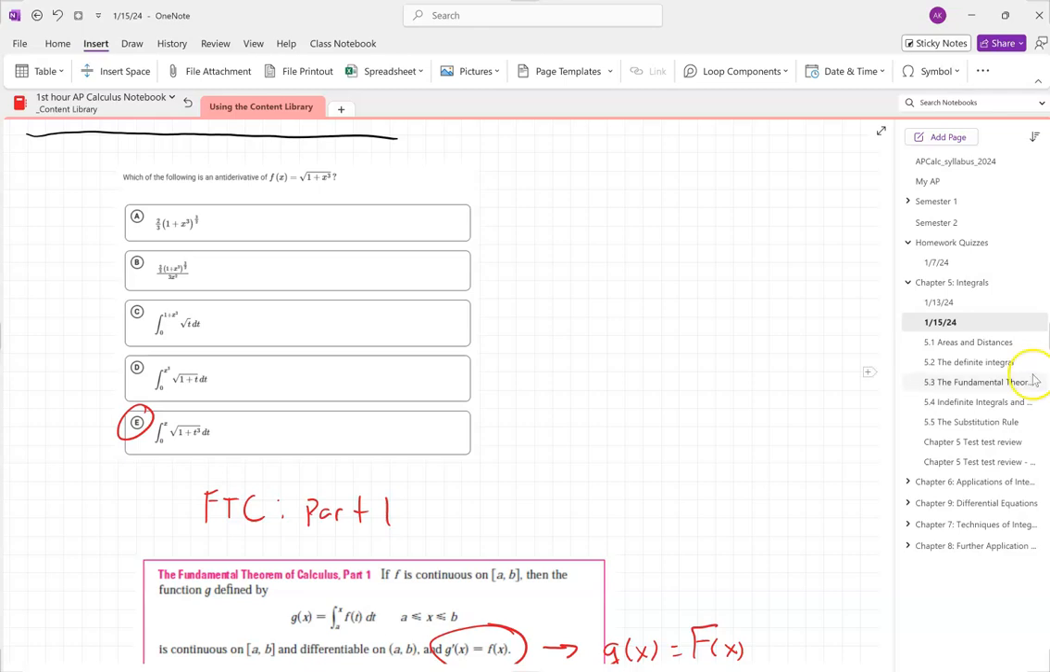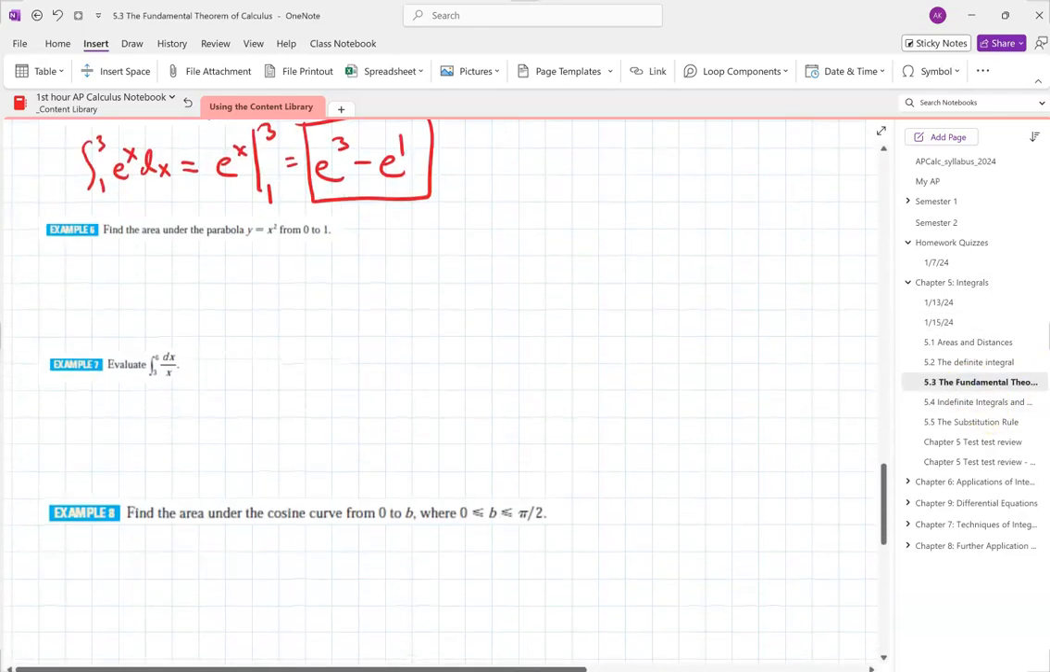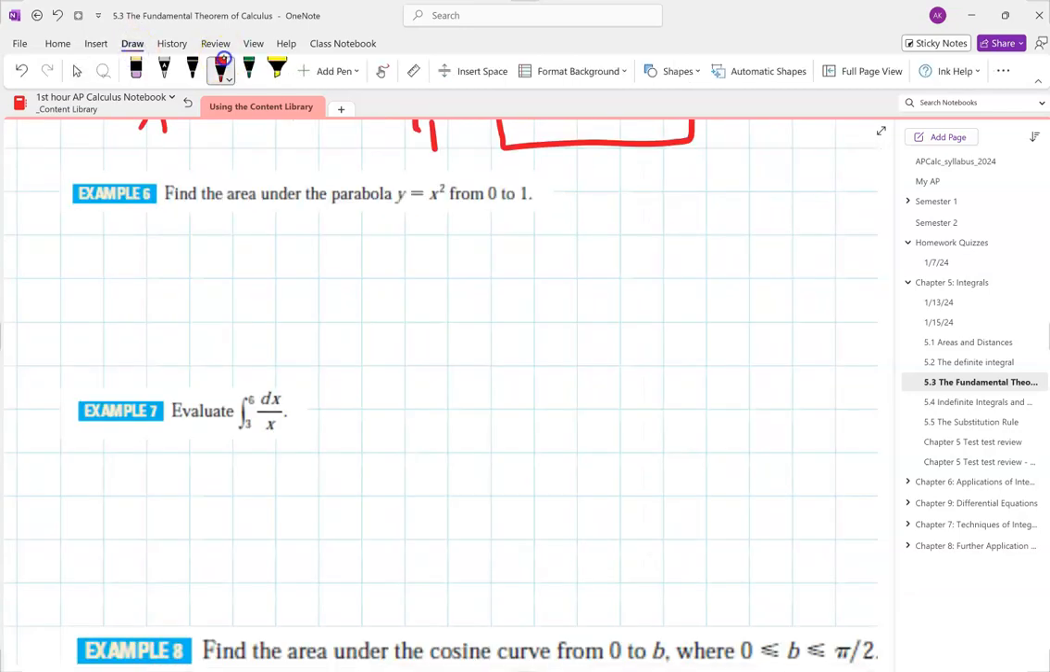Okay, let's finish up section 5.3, and then I have some practice stuff we're going to do today, just working on this concept in the fundamental theorem of calculus part 1. I know that's still kind of new and doesn't feel real comfortable yet, so I have some extra practice. We're just going to do them in class. All right, so we left off here.